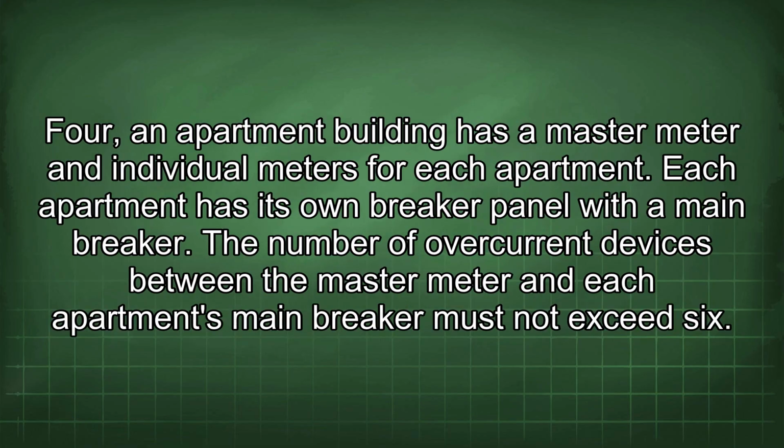4. An apartment building has a master meter and individual meters for each apartment. Each apartment has its own breaker panel with a main breaker. The number of overcurrent devices between the master meter and each apartment's main breaker must not exceed 6.